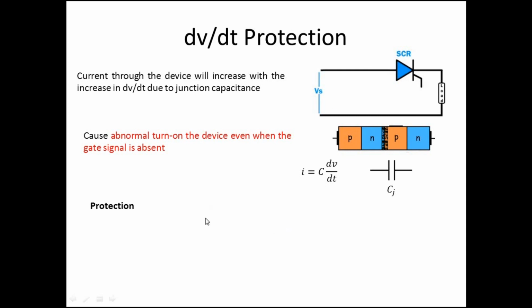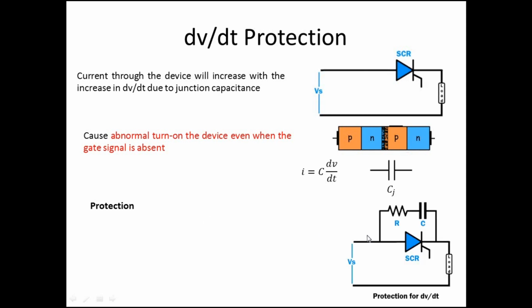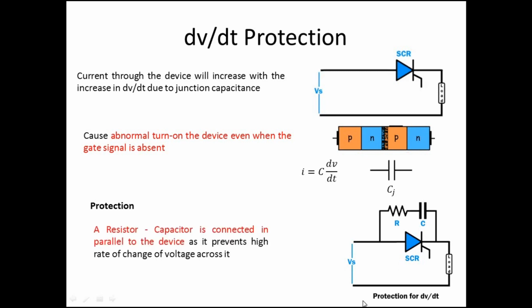So we can connect an RC network across the SCR in order to make the voltage across the SCR increase only slowly. We are connecting an RC network parallel to the device in order to protect from dV/dt abnormal turn on. This network is called a snubber circuit. So this is about dI/dt and dV/dt protection, and with this we can wind up this session. Thank you.